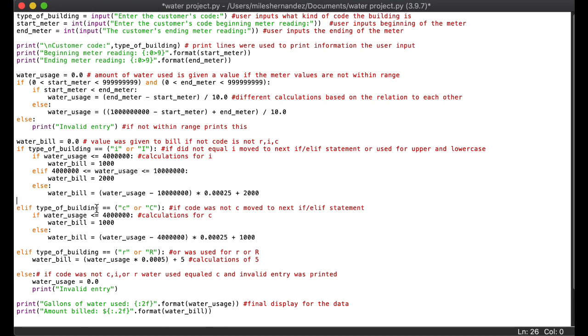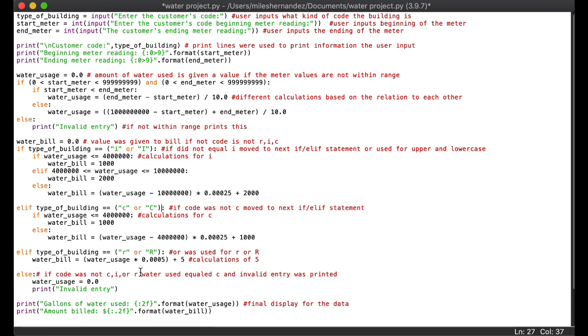So if it was less than 4 million, it would equal 1,000, and if it was more than 4 million, it would be multiplied by this number right here and then just add 1,000. And then we did the same for the R. It didn't have any requirements, but we would multiply it by this number right here and then just add 5. And then between each type of building code right here, we put an OR statement so that the code would be able to recognize whether it was an uppercase or a lowercase.